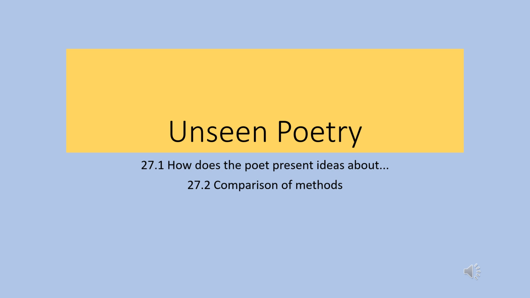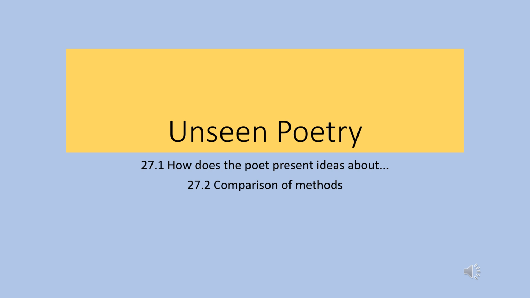In section C, unseen poetry. As I've already discussed, you will get 2 questions for unseen poetry on 2 poems that you haven't ever seen before. So in the first question, it will say something like, how does the poet present ideas about, and there will be a theme or an idea given to you, and you'll be looking at one poem and that idea, and that will be for 24 marks. And then in the second unseen poetry question, you'll be comparing the use of methods to convey their ideas in both poems, and that will be for 8 marks.